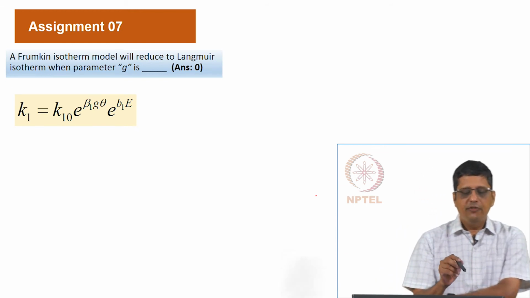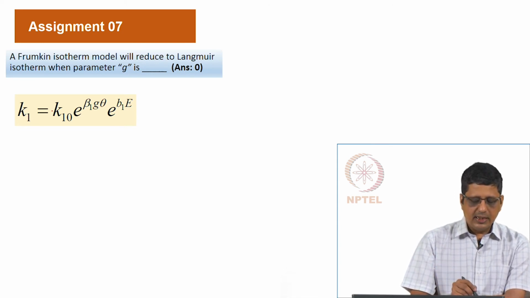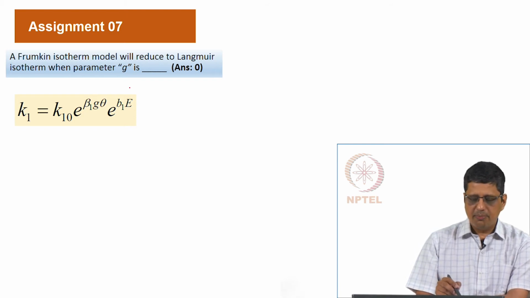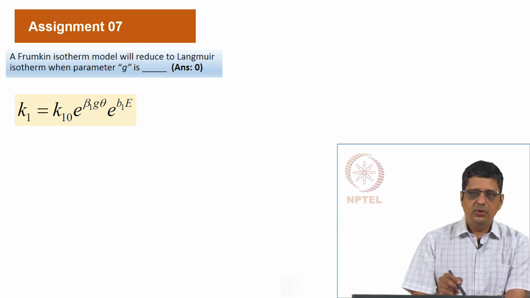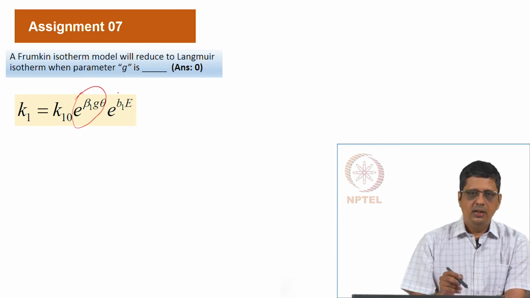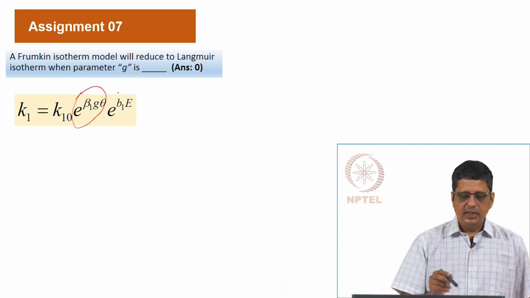Next question, if we use Frumkin isotherm model, we have an expression which says K1 is K10 exponential of beta 1 g theta, exponential of B1 E. At what point will this simplify to the Langmuir isotherm model? When g is 0, the rate constant k will be independent of the fractional surface coverage. In Langmuir isotherm model, the rate constant depends only on the potential and it does not depend on the fractional surface coverage. The Frumkin model will simplify to the Langmuir model when the parameter G is 0.